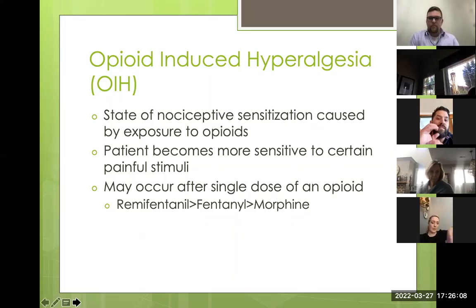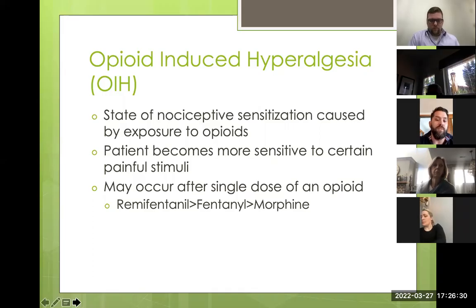They'd have more reaction pulling away from a painful stimulus than when they first got an opiate. Now, the opiates can have this effect, and it's really based on the potency of the opiate that's given. So remifentanil is your most potent opiate, and you have a lot of opiate-induced hyperalgesia with that. You'll see patients who get remifentanil require more opiates in recovery than those who didn't get it.